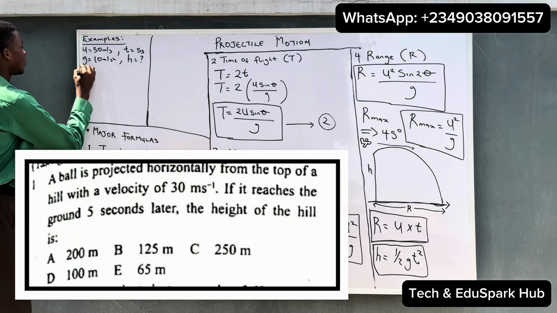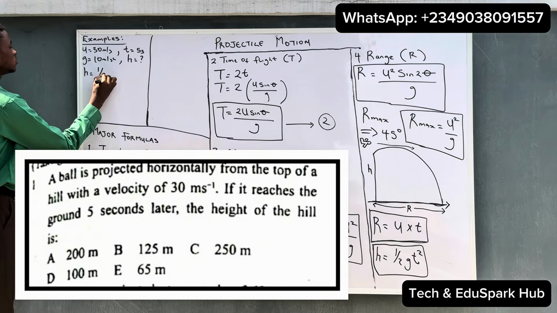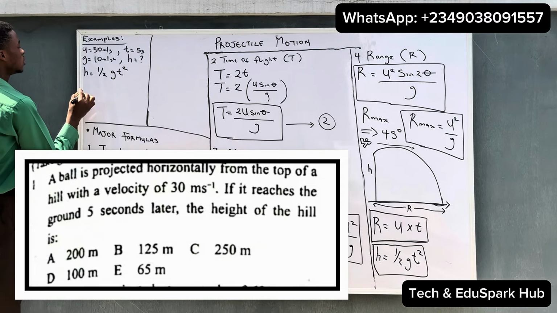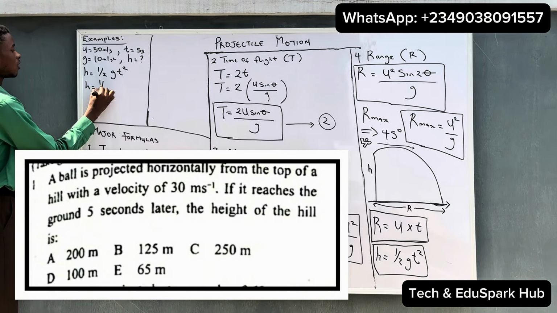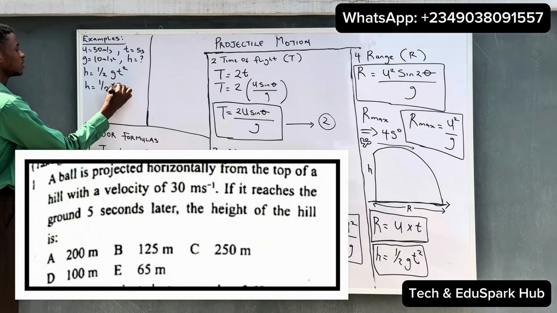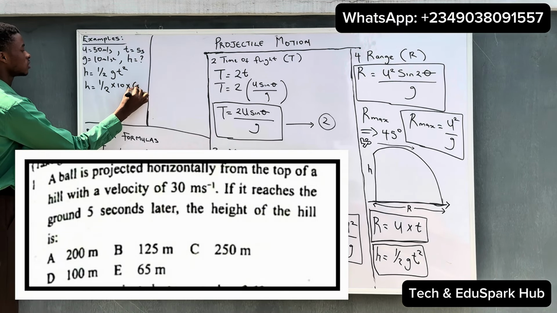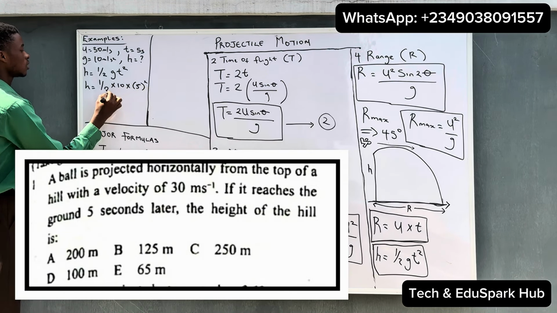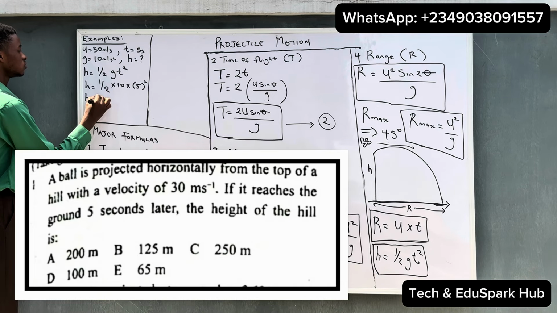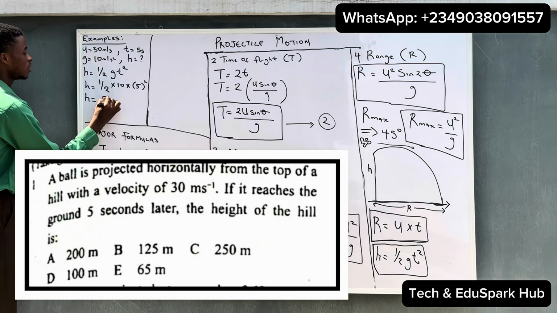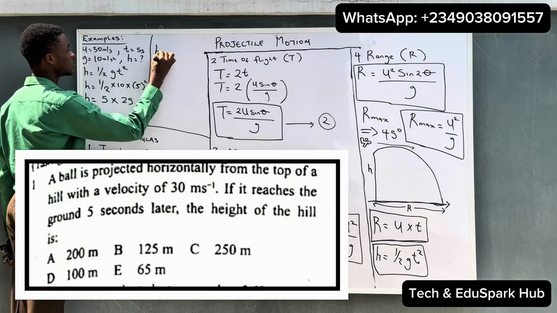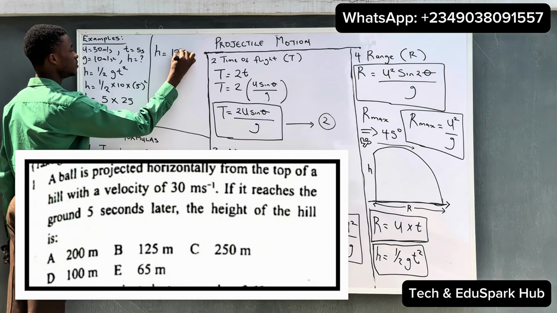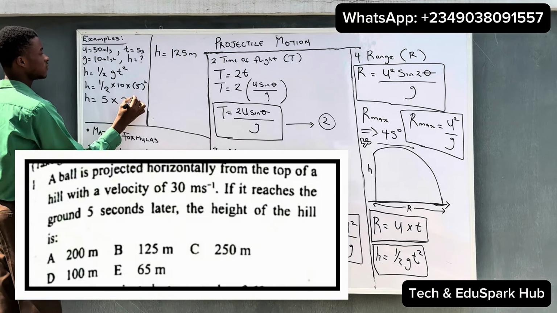So we have our height to be equal to 1 over 2 g t square. Substituting our parameters, we have our height to be equal to 1 over 2 multiplied by 10, multiplied by our t square, which is 5 squared. So this 1 over 2 can cancel 10. When you cancel it, you have 5 multiplied by 5 squared, and 5 squared is 25. So our height in this case is 125 meters, because when you multiply 5 by 25, you get 125.